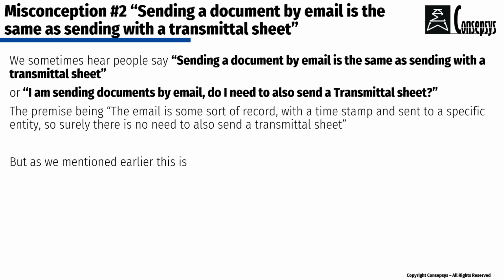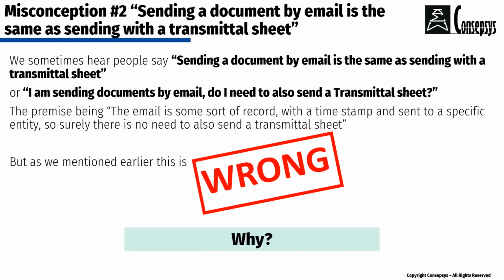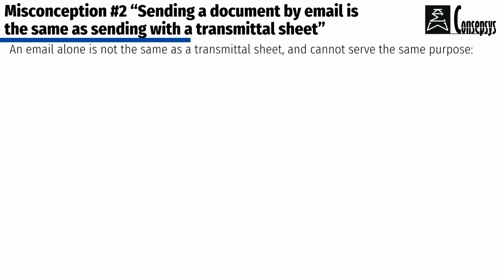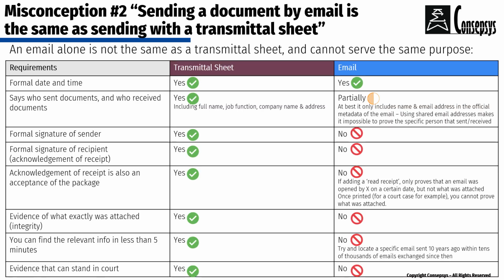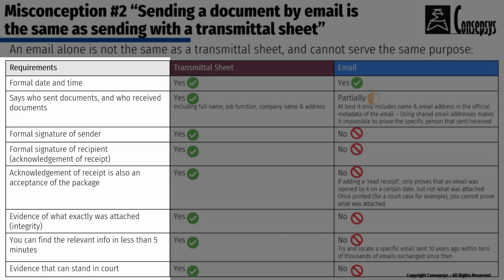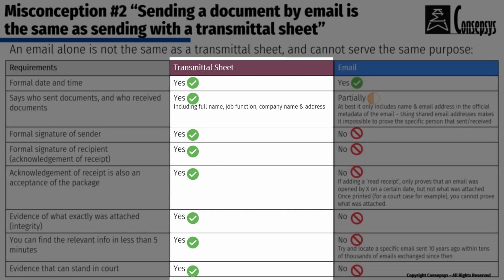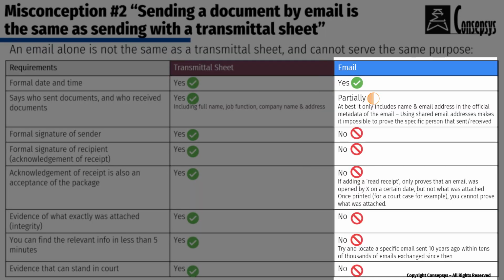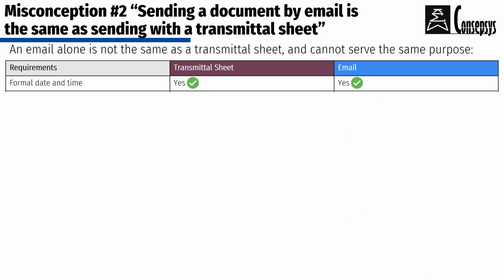But as we mentioned earlier, this is wrong. Why? An email alone is not the same as a transmittal sheet, and it cannot serve the same purpose. In the table below, you have a list of the requirements for an editable, clean, and traceable record of transmittal, and we are going to compare what the transmittal sheet covers and what the email covers. The first requirement is to have a formal date and time of transmittal. This is both covered by the transmittal sheet and the email.